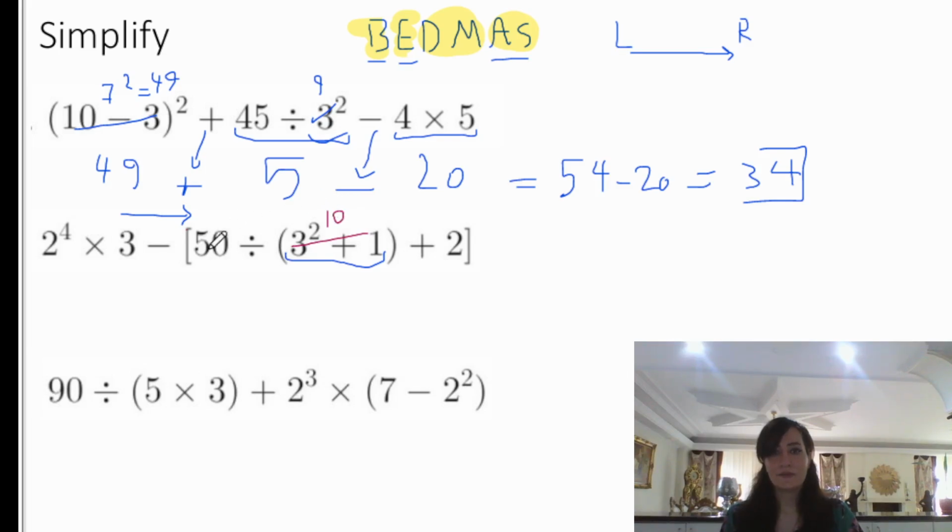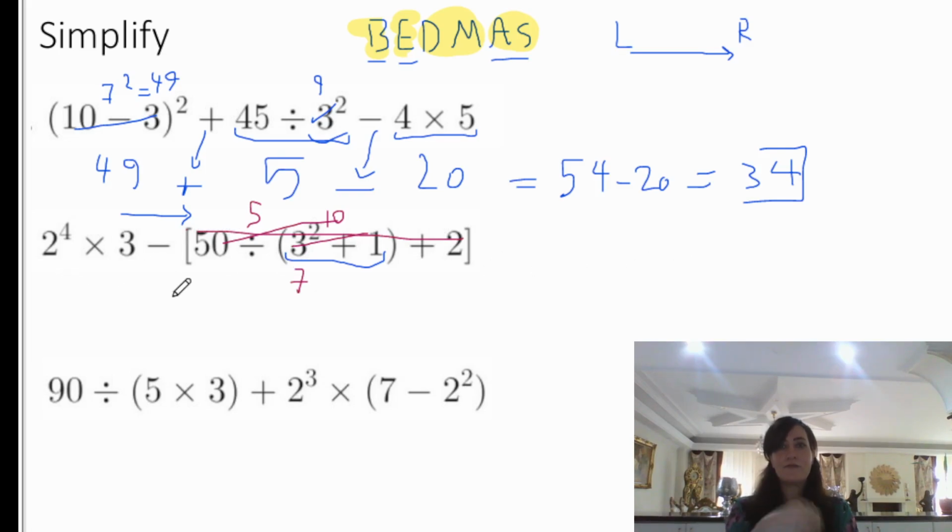And then I get rid of this inner parenthesis. I will come to do the other operations inside the bracket. One addition sign, one division sign, which I have to do. Which one is first? Yes, the division sign. So I say 50 divided by 10 gives me 5. And then 5 plus 2 gives me 7. I got rid of these brackets.